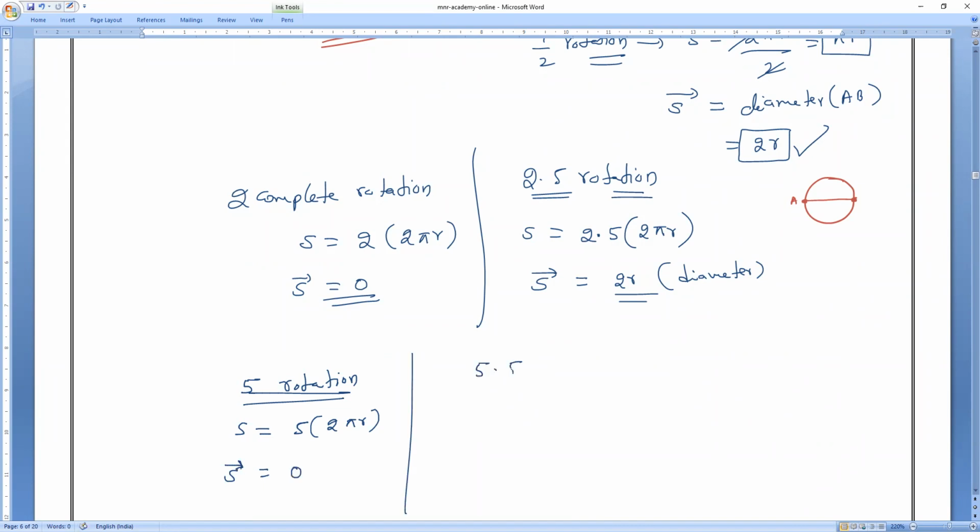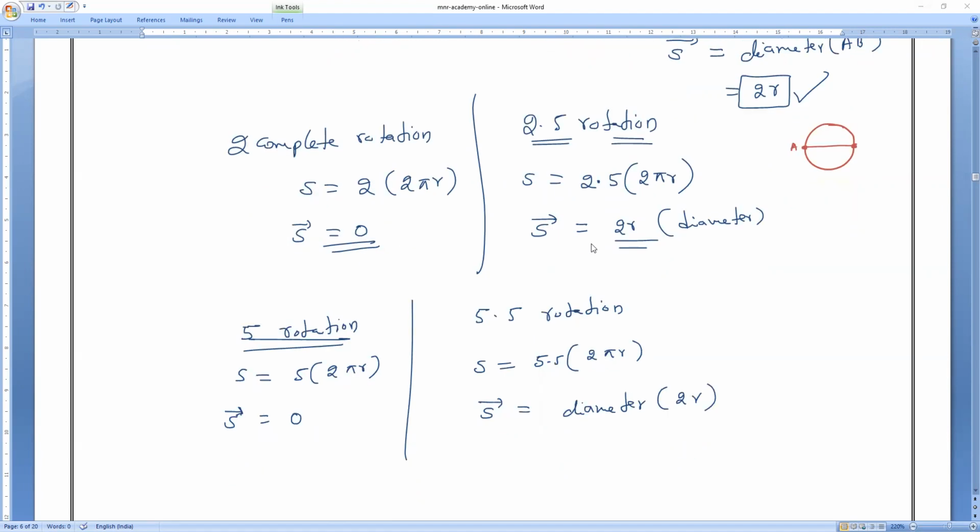Next, the body makes 5.5 rotations. Can you tell me the distance? Distance equals 5.5 times 2 pi r. And what about the displacement? Displacement is equal to 2r, the diameter. Is it okay, guys? Sangamitrai, Shivani, understood? Yes, sir.